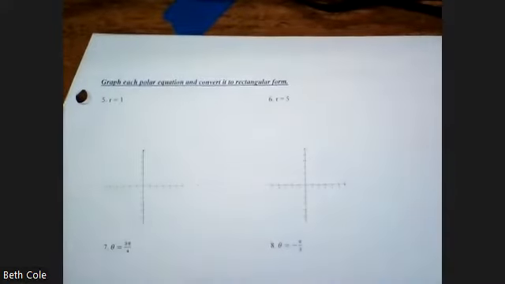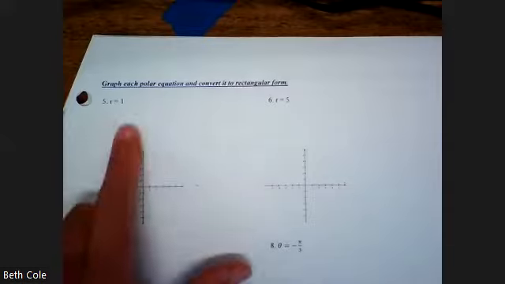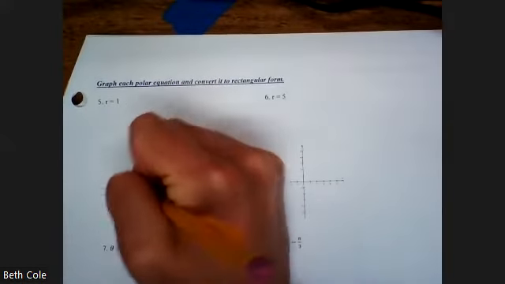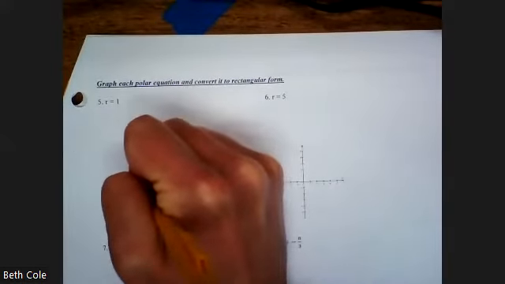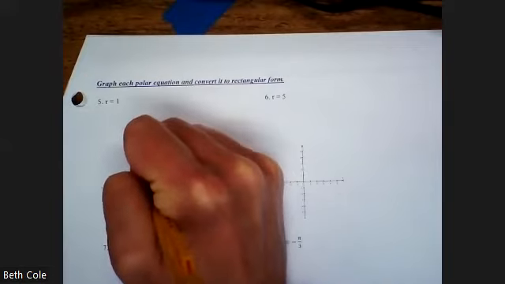So do you remember what it looked like when it was just r equals? Like what shape did we get? So circle, all right? Here, the radius is 1. So you're going to go 1 unit in each direction, draw a circle, like a little baby circle.